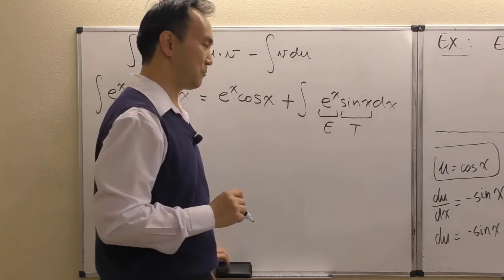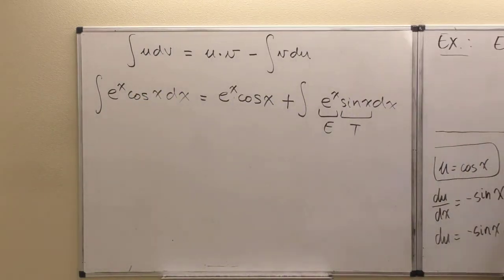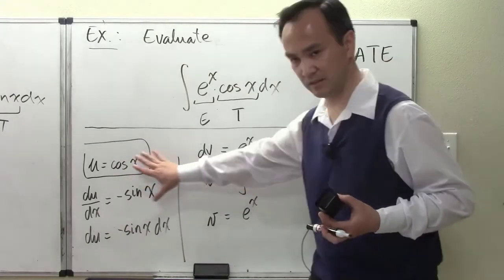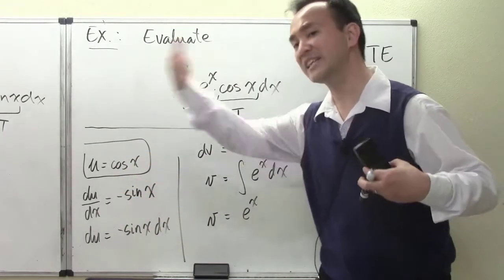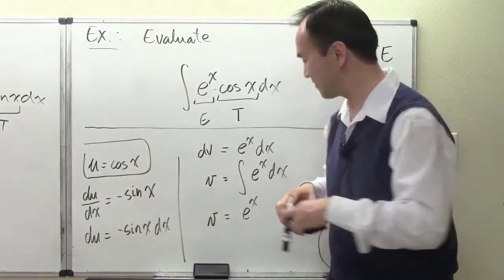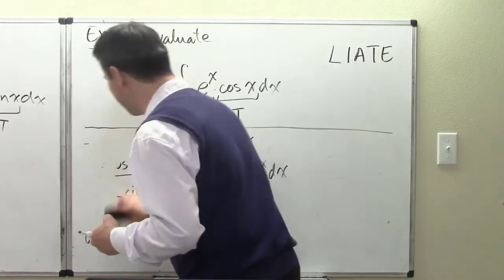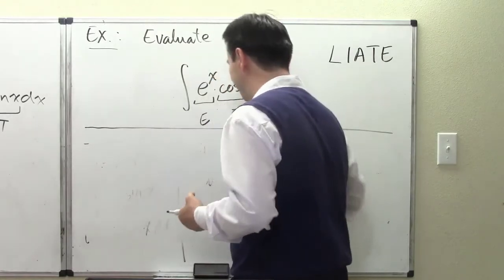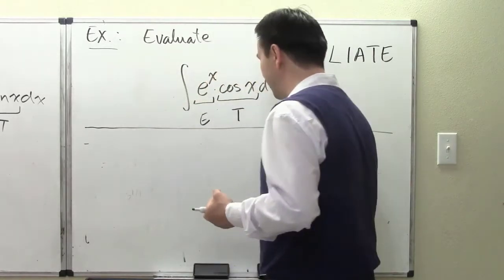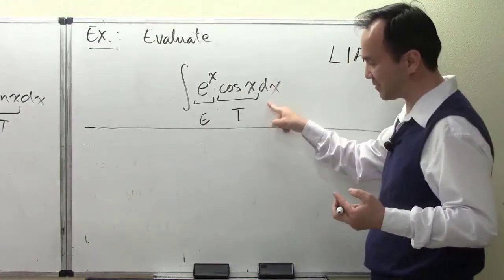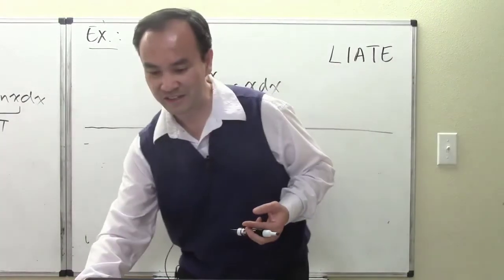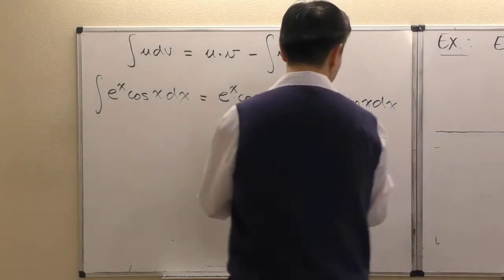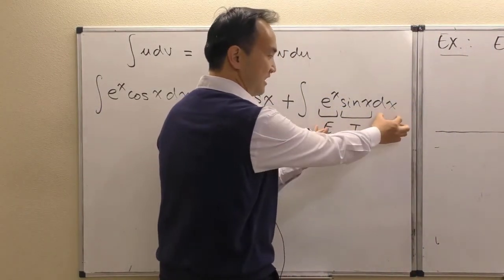Now back on my original board, I'm going to erase this because we're going to do the next step, the second step, u and dv. So I have to erase all this. The original problem is here. We're on our way, but now we are trying to find the parts, the u and dv step, here.